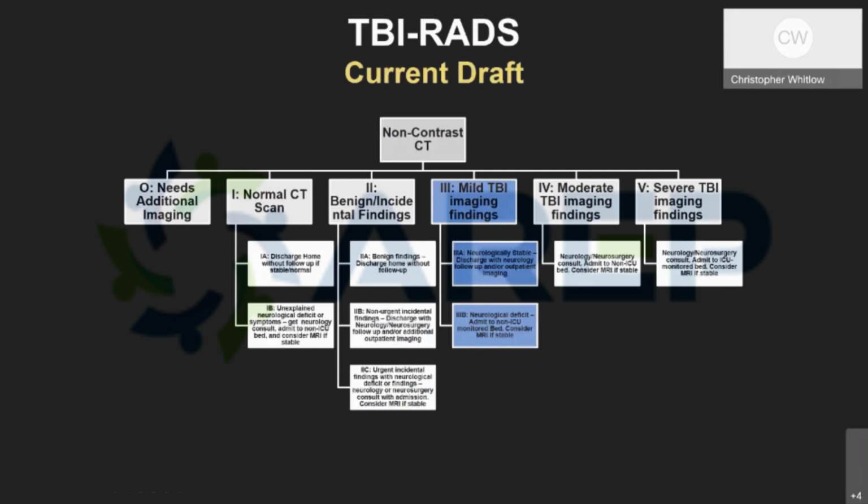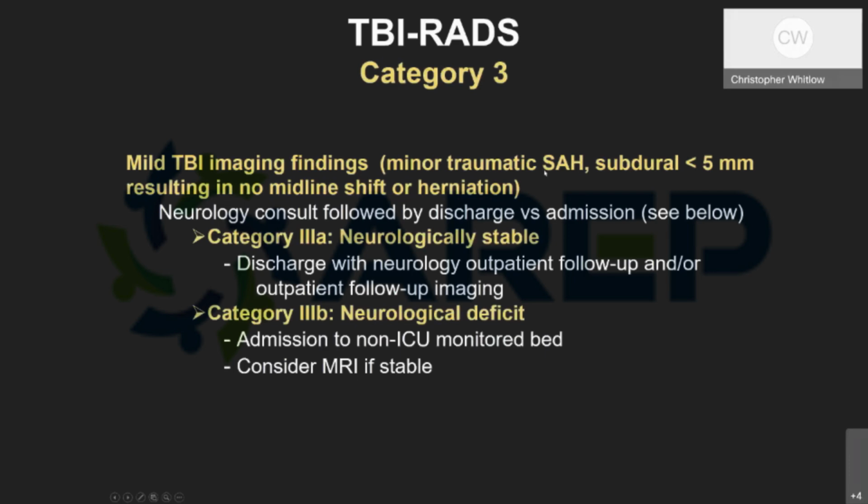So with TBI category 3, that's related to findings that are mild on the severity scale. So, minor traumatic subarachnoid hemorrhage, subdural less than 5 millimeters with no midline shift or herniation. You might get a neurology consult followed by discharge versus admission.